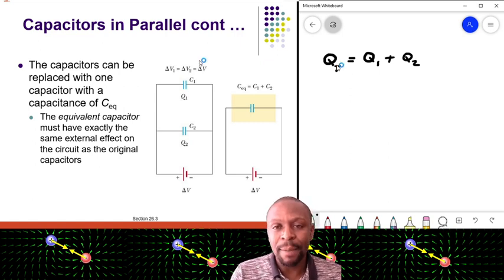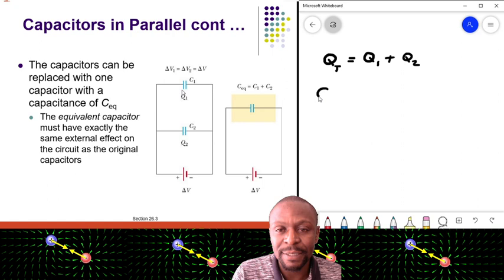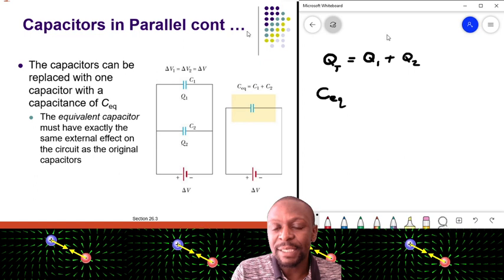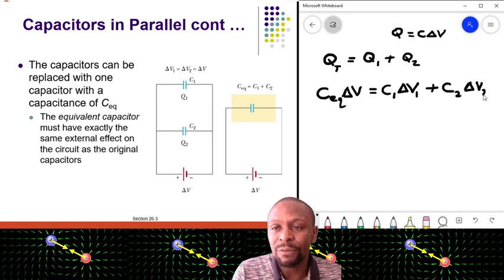Somebody might ask you, what is the total capacitance, or the C equivalent? The C equivalent will be given by the following equation. Because we know that the charge is given as Q equals C change in V, whenever I see Q total, I will write C equivalent multiplied by change in V. That must be equal to Q1 plus Q2. Whenever I see Q1, I write C1 change in V1, plus C2 change in V2. But we have seen that the change in V is equal to the change in V1, which is equal to the change in V2.